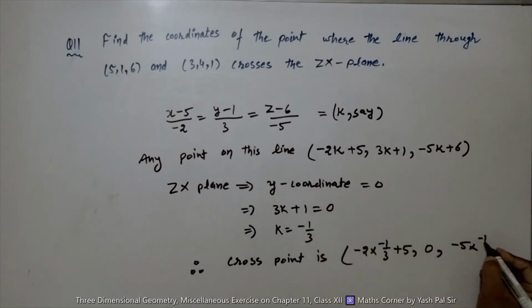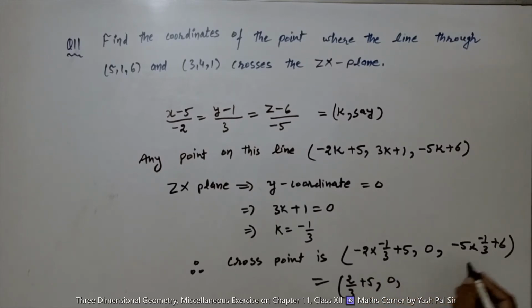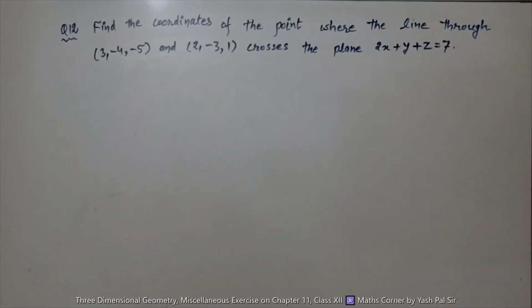Next is minus 5 into k, which is minus 1 upon 3 plus 6, which becomes 2 upon 3 plus 5 comma 0, 5 upon 3 plus 6, which is 5 into 3 15, 15 plus 2 17 upon 3 comma 0, 18 plus 5 23 upon 3. So this is the required point.